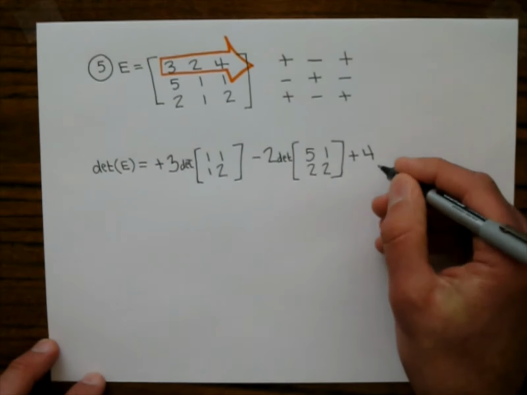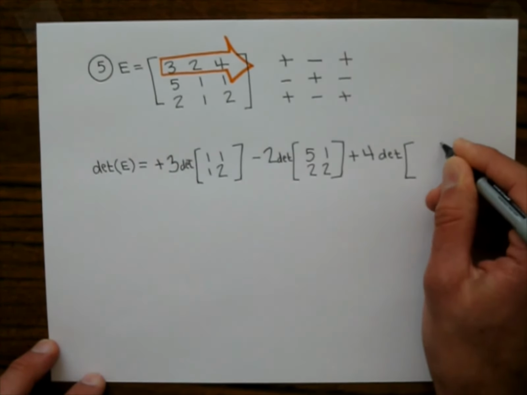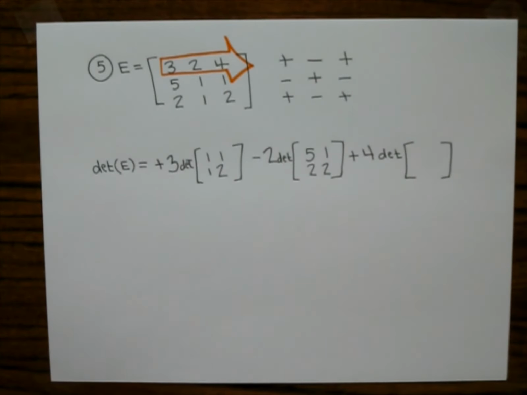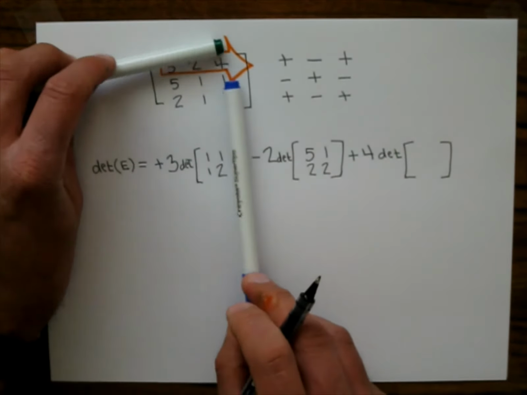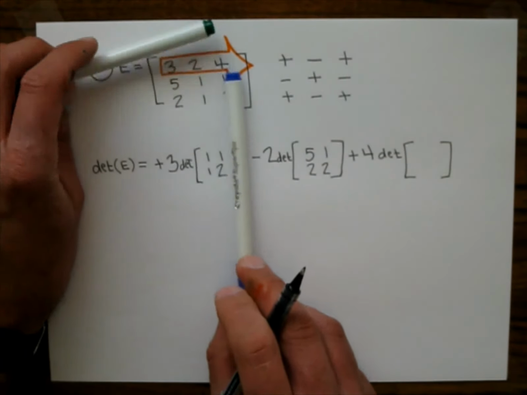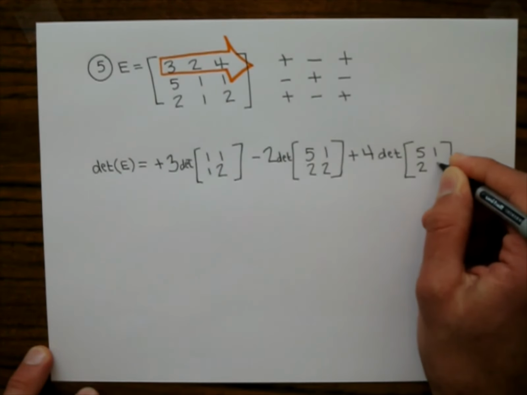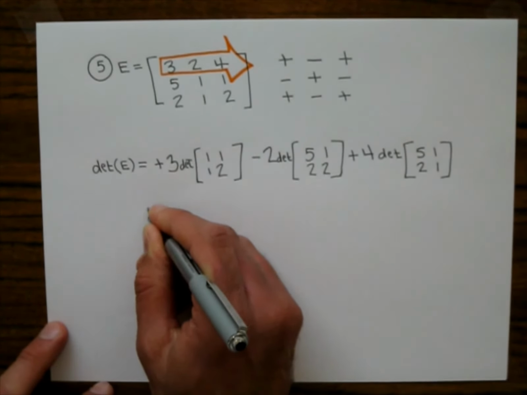And then you have plus 4 times the determinant of, we're going to do the same thing, we're going to cover up the row and the column that contain that 4, and I get the little submatrix 5, 1, 2, 1.